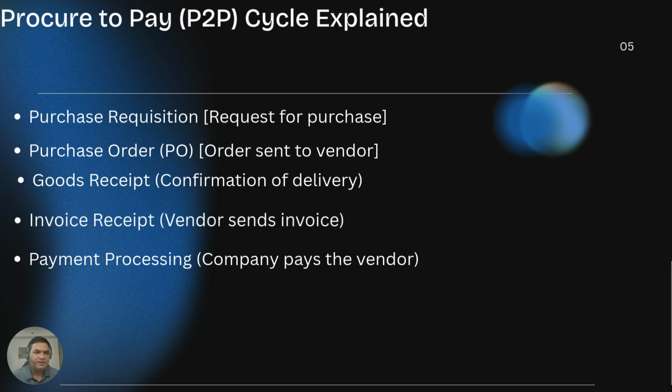What is procure to pay cycle? Procure to pay cycle starts from the purchase requisition, which means you make a plan, you make a request of what you want to purchase. The second step is purchase order, where you create a document that is sent to the vendor that contains all the details of the purchases that you want to make. Third is goods receipt, which means you made a plan to purchase, you issued a purchase order, and now you receive the goods. The fourth step in this process is your invoice receipt, which means you receive an invoice for the goods that you received. And the final step is to process payment for the goods that you received.